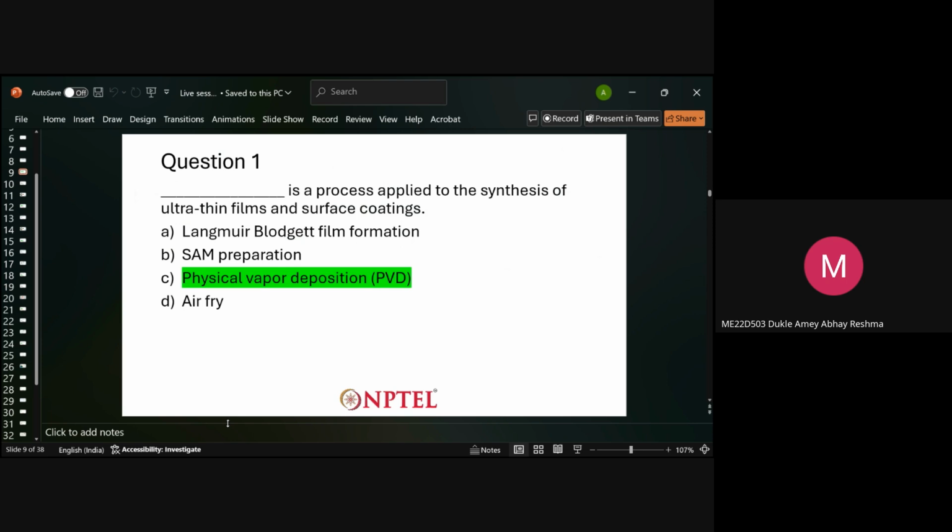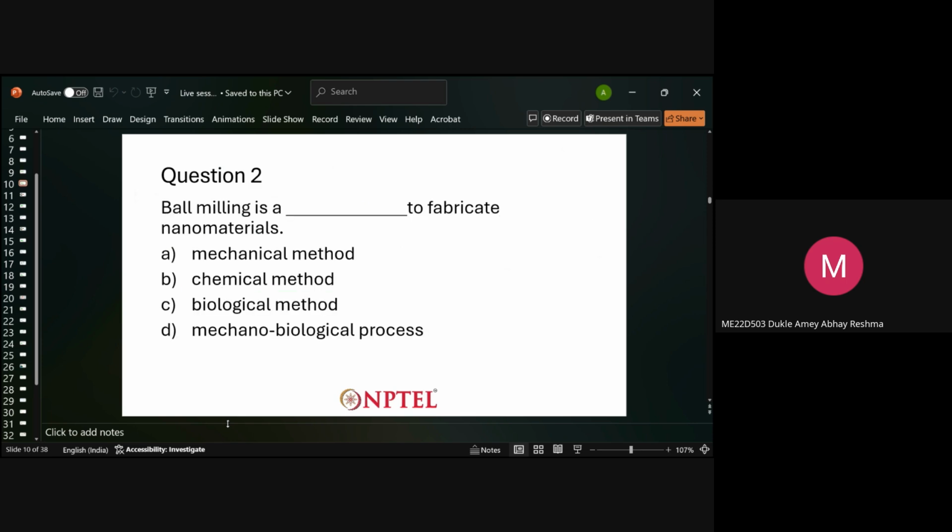Okay. In the next question, ball milling is a dash process to fabricate nanomaterials: mechanical method, chemical method, biological method, mechanobiological process. Mechanical methods use mechanical energy to break down material through mechanical force, like hitting it or crushing it, and they break it down into nanoparticles. In the chemical method, basically chemicals are used.